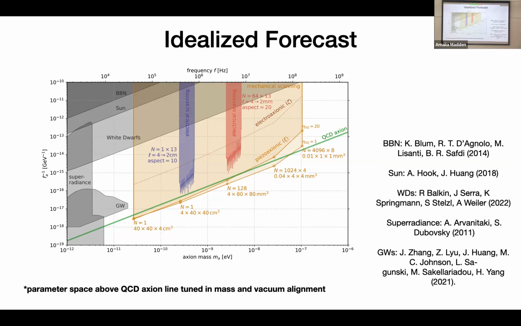So here are two example setups. This blue one here is also 40 centimeters. Here we would grow 13 crystals, each like a thin cube with an aspect ratio of a factor of 10. The length of the crystals would range from 4 to 2 centimeters, 13 of them in a logarithmically spaced interval. The total integration time across all these crystals, which you could probably run in parallel, would be of order 10 years.